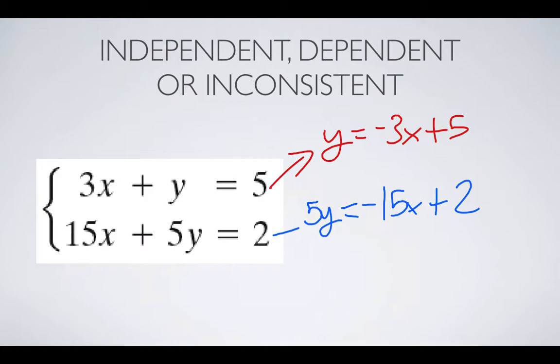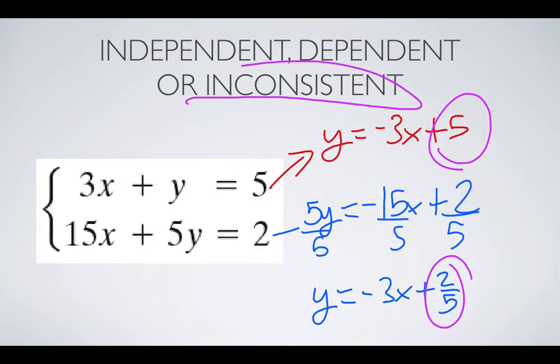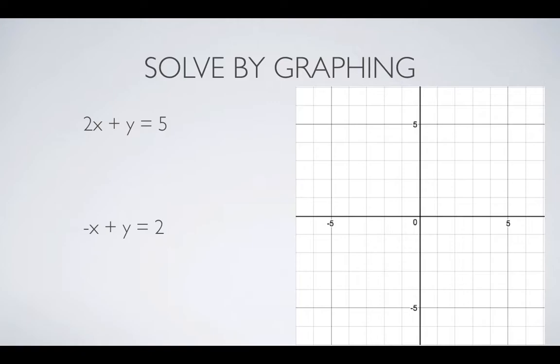plus 2. Then, because I want to get everything to be equal to each other, I'm going to divide everything by 5 so that it all equals y. Y would equal -3x plus 2/5. Notice here, different y-intercept, same slope. That means that these two are inconsistent. They are parallel and they never touch.